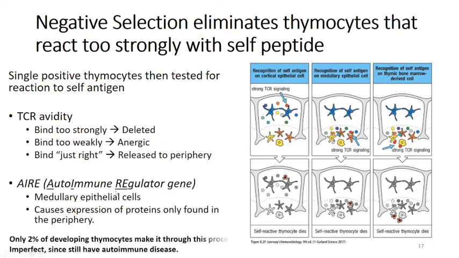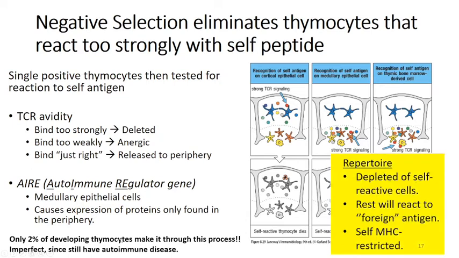Yeah, it sounds like a very clumsy system, right? 98% fail this process. Only 2% of thymocytes make it through this process. And it's not a perfect system, but we still have it. So it's not perfect, but for the most part, it works.